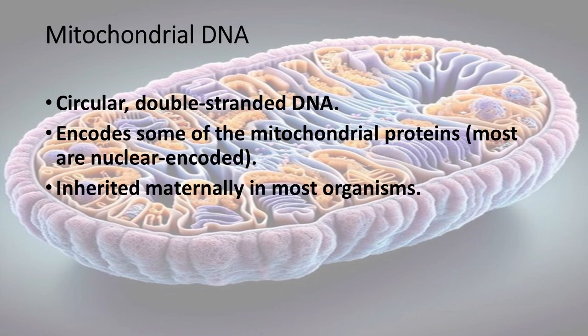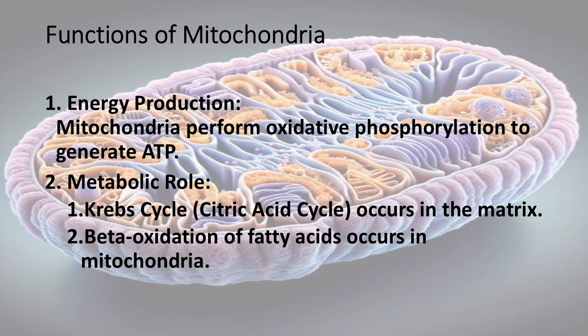Mitochondrial DNA: circular, double-stranded DNA, encodes some of the mitochondrial proteins. Most are nuclear encoded. Inherited maternally in most organisms. Functions of mitochondria. Energy production: mitochondria perform oxidative phosphorylation to generate ATP. Metabolic role: Krebs cycle, citric acid cycle, occurs in the matrix. Beta oxidation of fatty acids occurs in mitochondria.